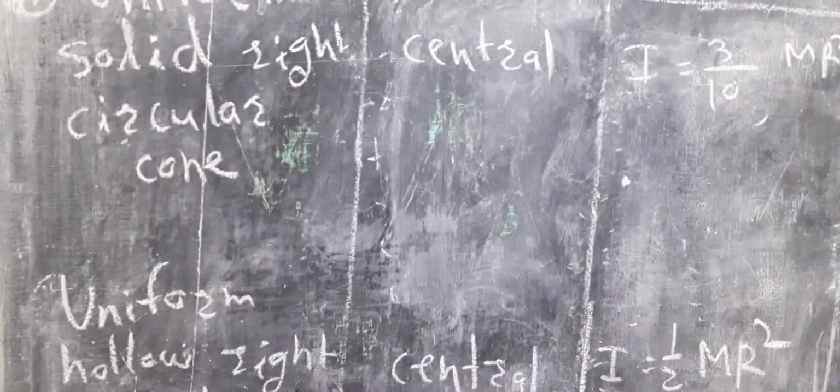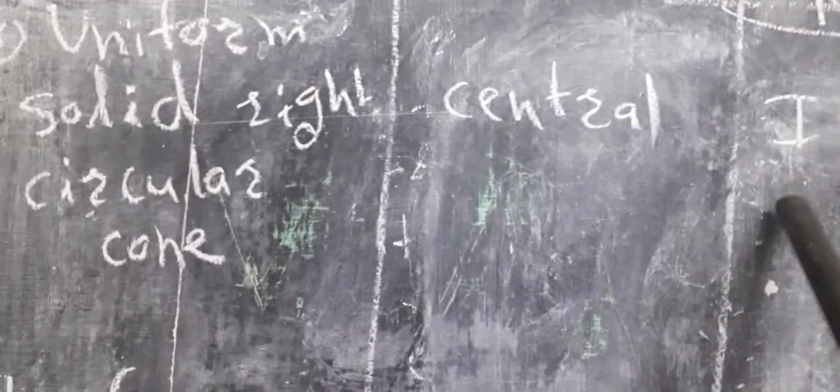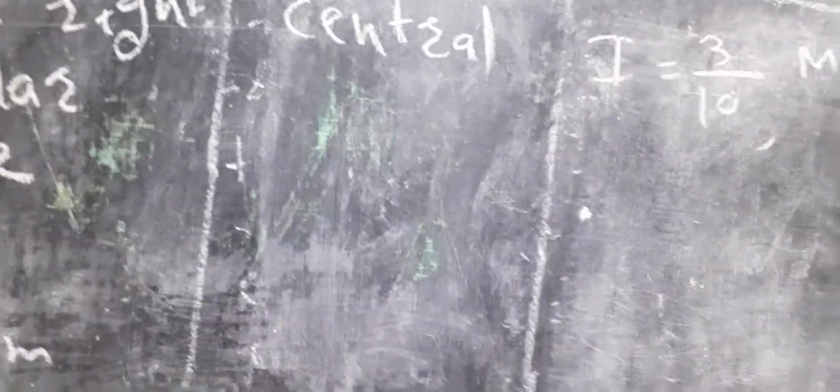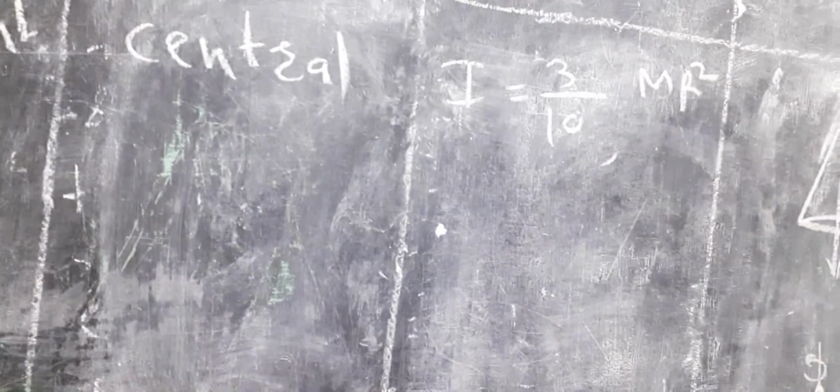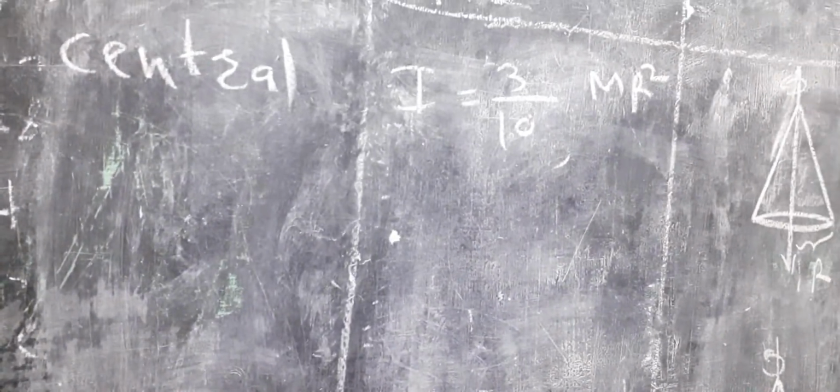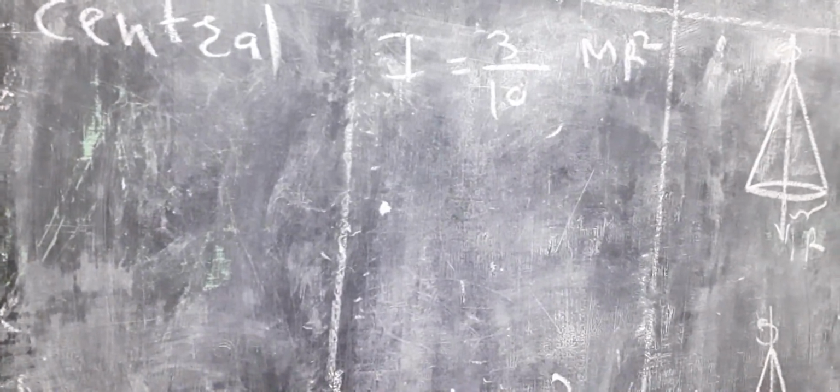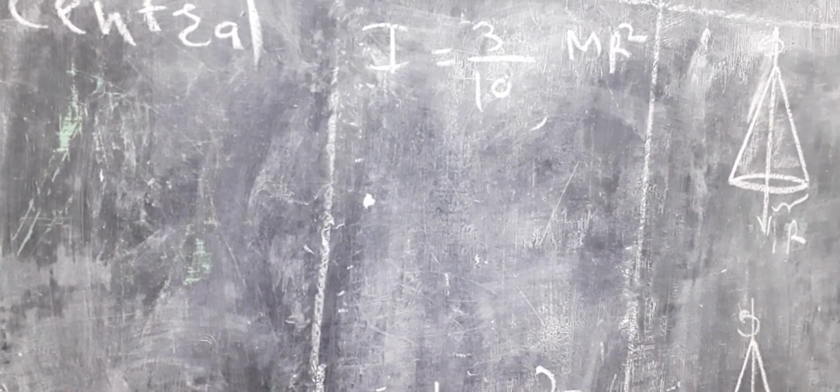In this case, the proof of the value of I is not included in our syllabus. We should know only the formulae. So next time we'll see the actual examples based on these formulae. Now we stop here.